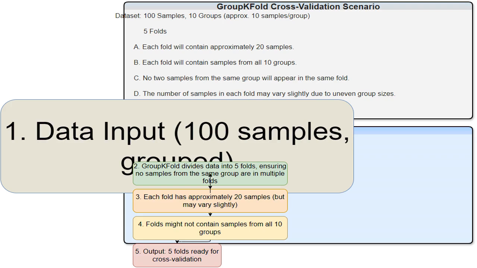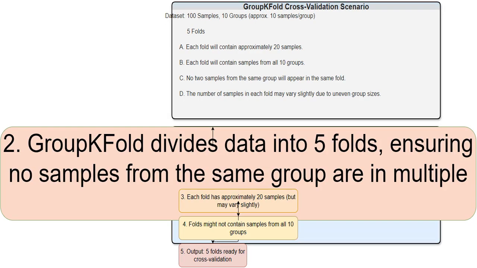Ideally, each of my 5 folds should have 20 samples. 100 samples, 5 folds equals 20 samples per fold. However, because I'm using GroupKFold and prioritizing keeping groups whole, some folds might have a few more or fewer samples than others. Because I'm focused on keeping groups together, it's possible that some of my folds might miss samples from one or more groups. It's not a requirement for GroupKFold to include every group in every fold.